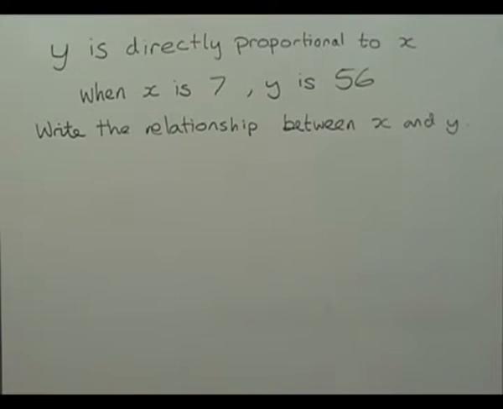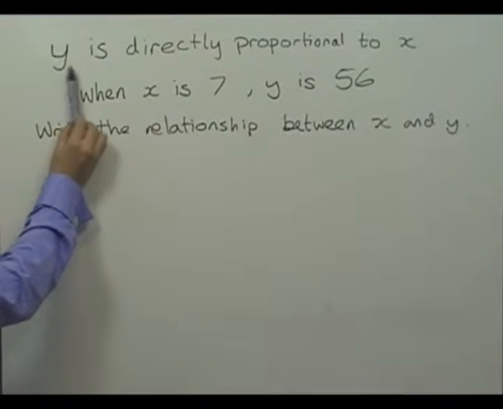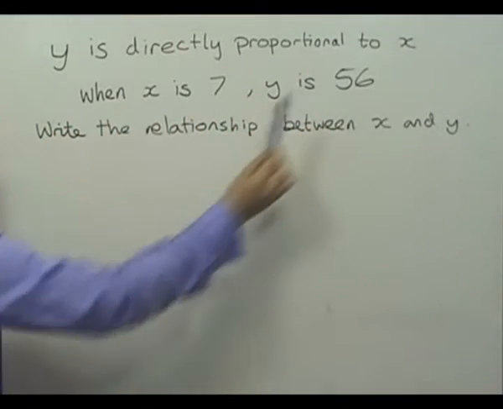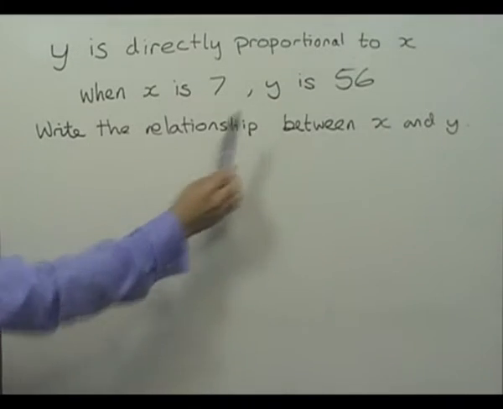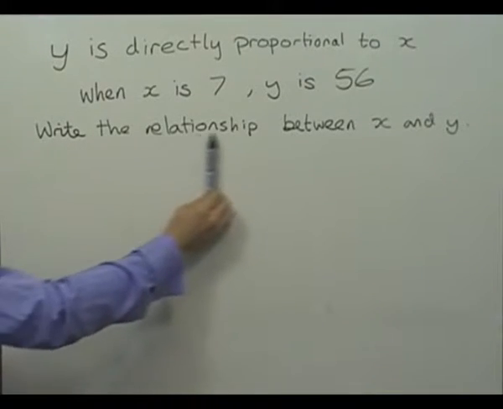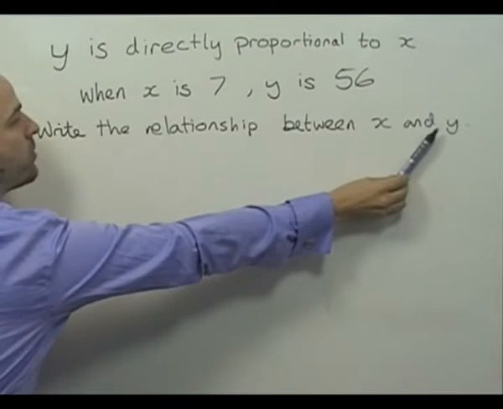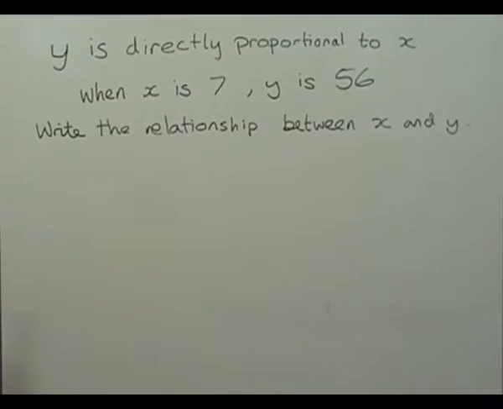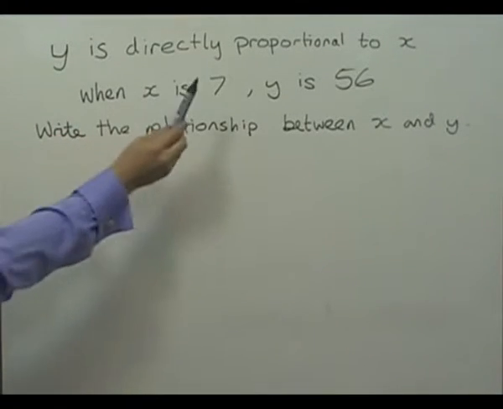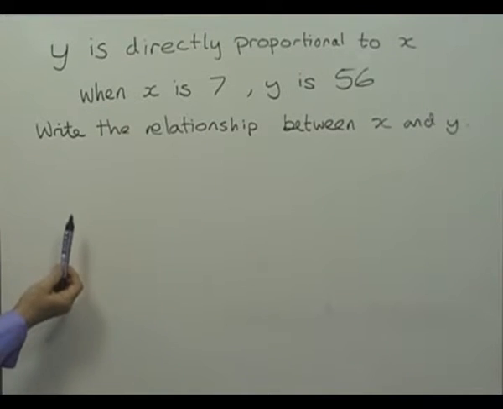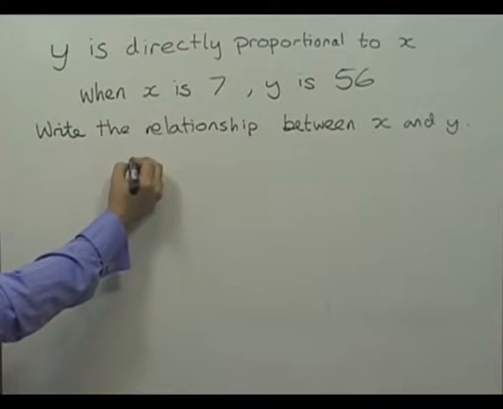Okay, I'm going to show you how to do direct proportion. As you can see on the board here, we've got a situation that says y is directly proportional to x, and then we've got some values, and it's asking us to write the relationship between x and y. What this means is that y and x are related by a multiplication, and you can write it like this.